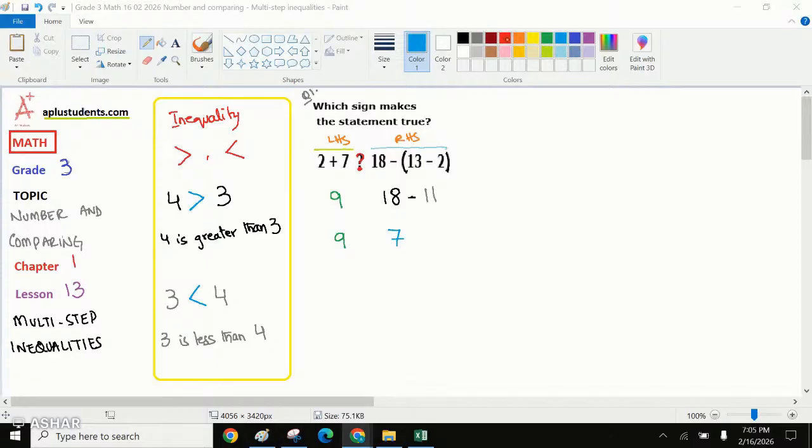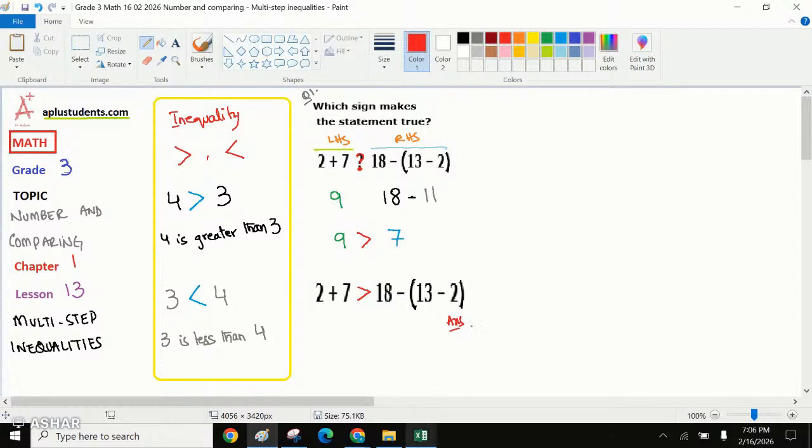We say that 9 is greater than 7, right? Agreed? So for the original question that we had, we'll put the inequality sign over here. That means in this case, 2 plus 7 is greater than 18 minus 13 minus 2, right? Agreed? So this statement will be our final answer. Agreed?